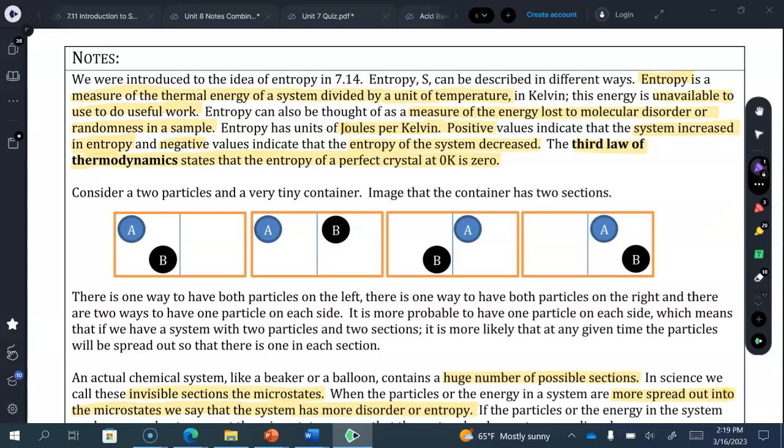Positive values of entropy indicate that the system has increased in entropy, and negative values indicate that the system has decreased in entropy. The third law of thermodynamics states that the entropy of a perfect crystal at 0 Kelvin is 0, and this is because it is perfectly ordered and not moving. So there's no thermal energy, and there is no randomness in this crystal. It is perfectly structured and ordered.